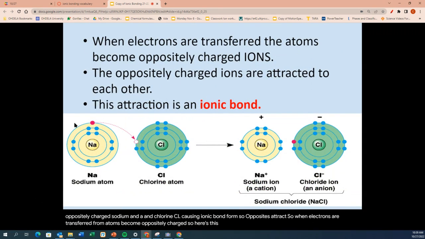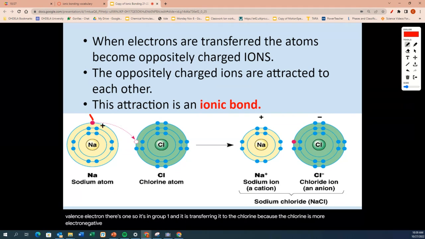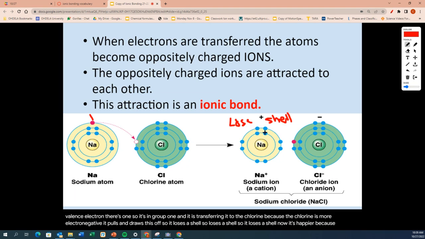So here's the sodium. It has one valence electron on the outside. So here's my valence electron. There's one, so it's in group one, and it is transferring it to the chlorine because the chlorine is more electronegative. It pulls and draws this off, so it loses a shell. Now it's happier because it has a full shell. So this is a happier atom.